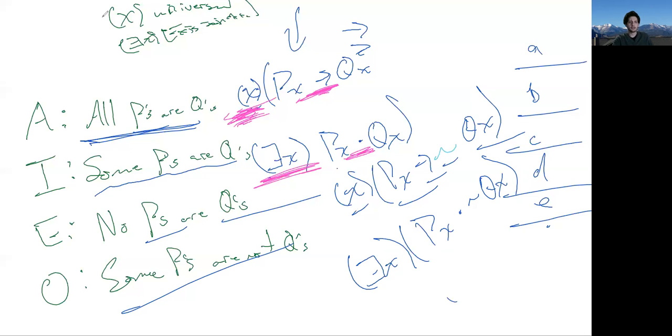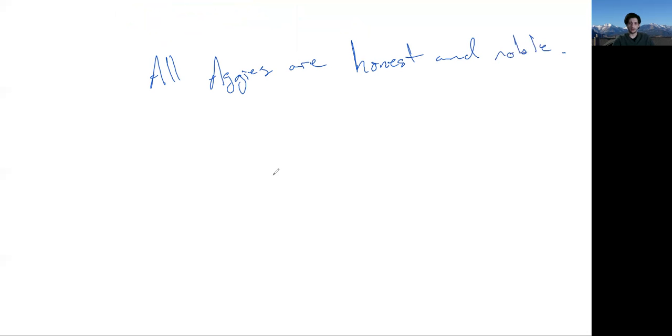Generally speaking, these sentences are going to continue to get more complicated, but they're going to have the same form. That simple tilde change is the most trivial thing you can do. But what if I wanted to say, all Aggies are honest and noble? What if I wanted to say that sentence?